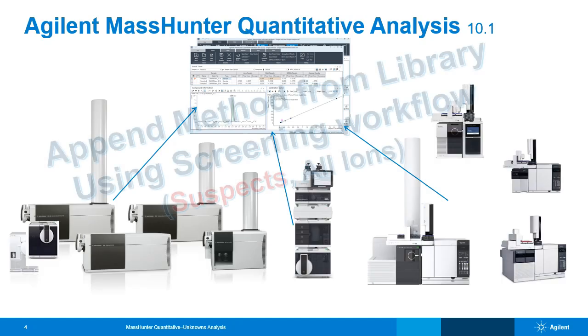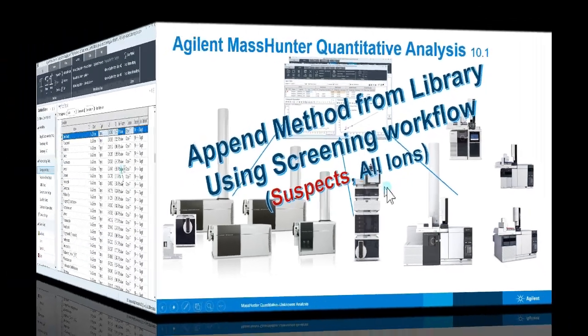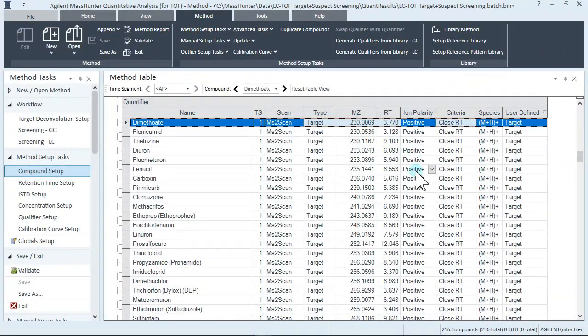Welcome to the suspects part of target suspect screening, where we're going to append the suspects to the method from a library, and again using these screening tools in the all ions workflow. Adding the suspects is remarkably similar to adding the targets, which we just did. So I'm going to go over here and append.